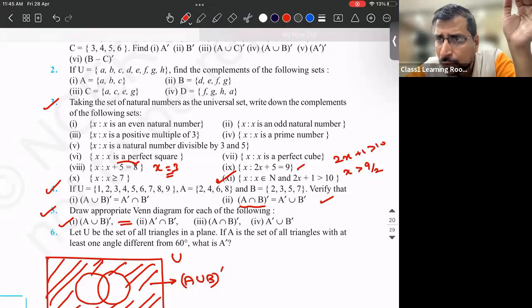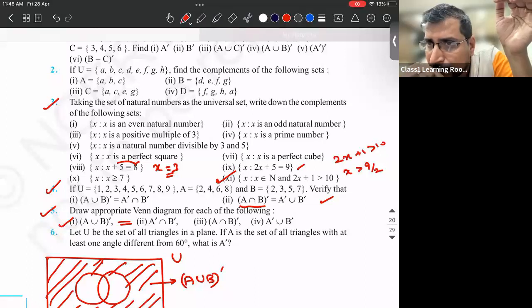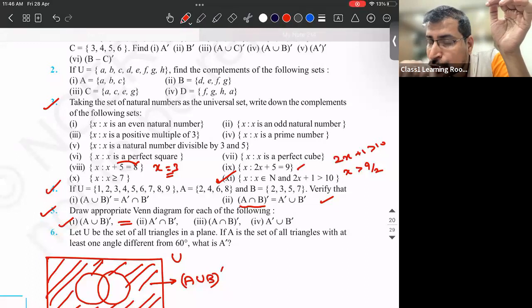Balaji, 1 minute. I need to zoom and see. Can you show me one by one? First one is correct. Second one? They both are same. Correct. Next. Correct. But you know, for the second one, why didn't you shade the portion of B?